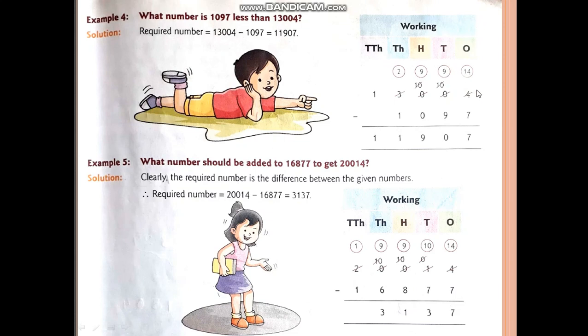Here again I have written the number 13,004 starting from the ones place: 4, 0, 0, 3, 1. Then the second number, 1097: 7, 9, 0, 1, 0. After that I have started subtracting. 4 is less than 7, so I borrow from the 0. But 0 is less than 0 as well, so it again takes a borrow from the digit on the left side. On the hundreds place there is also 0, so it will take from the 3.